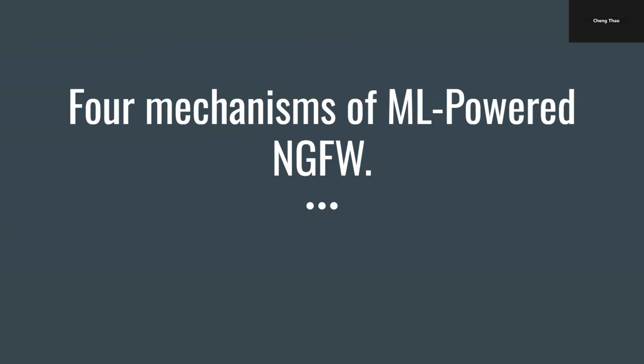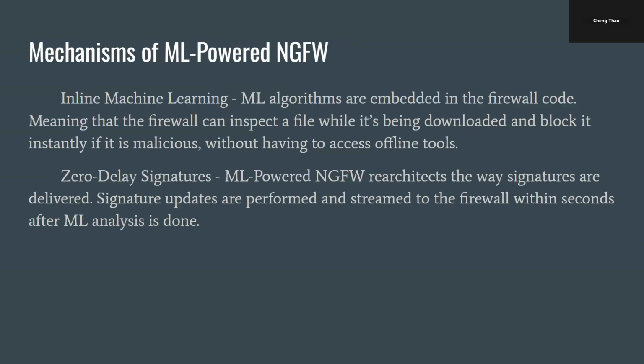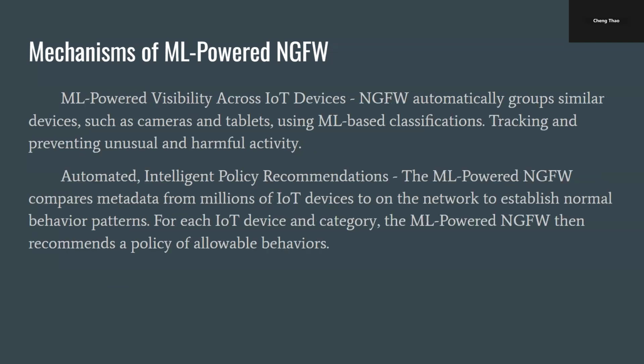Four mechanisms of the ML-powered NGFW. One of the mechanisms of it is inline machine learning, or ML algorithms. ML algorithms are enabled in the firewall code, meaning that the firewall can inspect files while they are being downloaded and block them instantly if malicious, without having to access offline tools. Zero delay signature. The ML-powered NGFW re-architects the way signatures are delivered. Signature updates are performed and streamed to the firewall within seconds after the ML analysis is done.